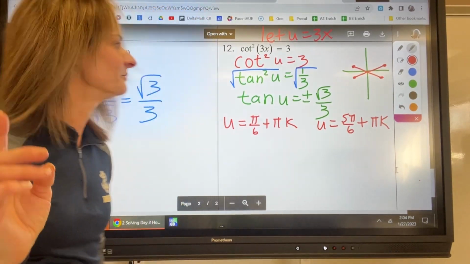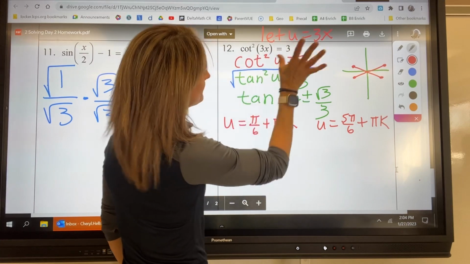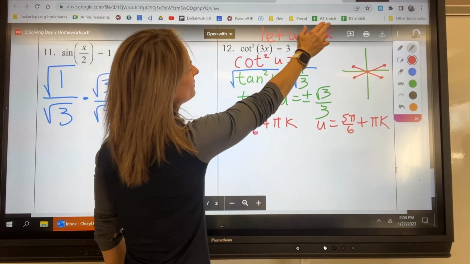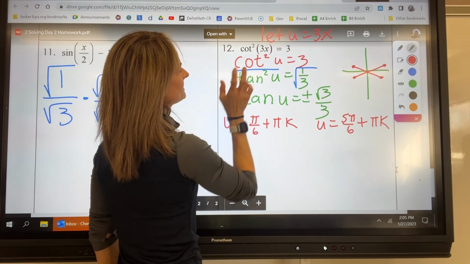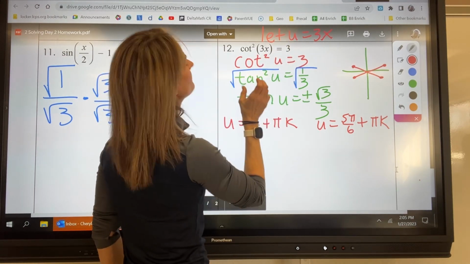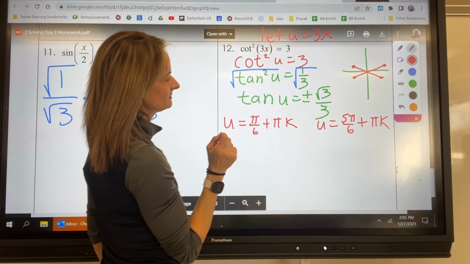Okay, so now we are on problem number 12. So we have u substitution again. Let u equal 3x. We substitute the u in for 3x. And then since the cotangent squared of u equals 3, tangent squared should be 1/3. Then we take the square root of both sides.